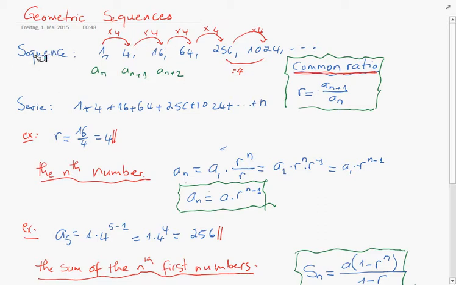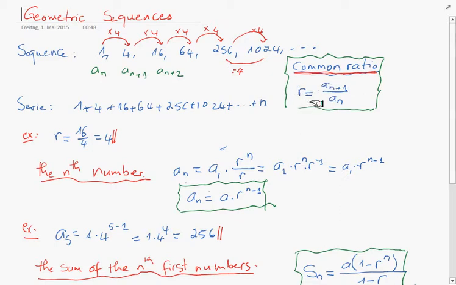We have here a sequence: 1, 4, 16, 64, 256, 1024. As you can notice, moving from one term to the other, we're multiplying by 4. The same thing could be done backward, dividing by 4. And this is giving us a common ratio.